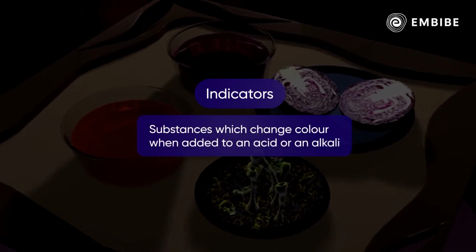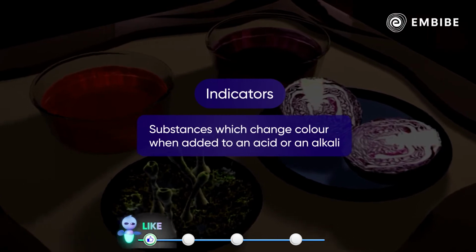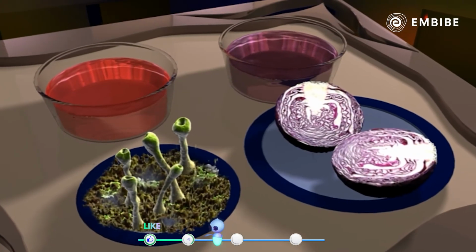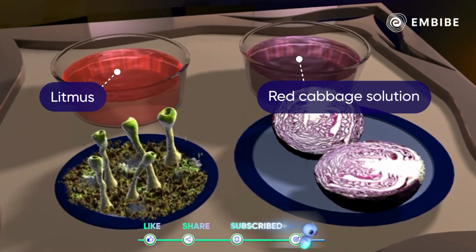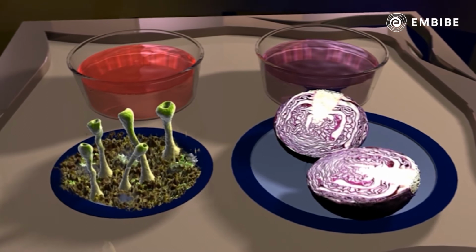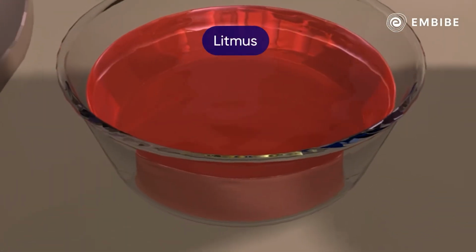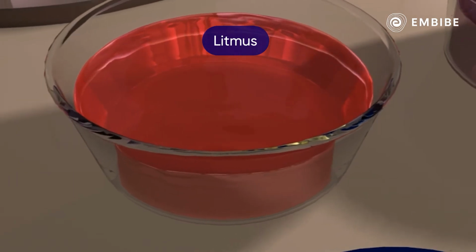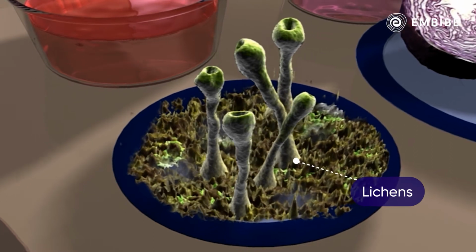Indicators. There are substances which change their color when added to an acid or an alkali. Many indicators, such as litmus, red cabbage solution, etc., are colored substances which are extracted from natural sources like plants. Litmus is the most common indicator used in chemistry. It is obtained from plants called lichens.